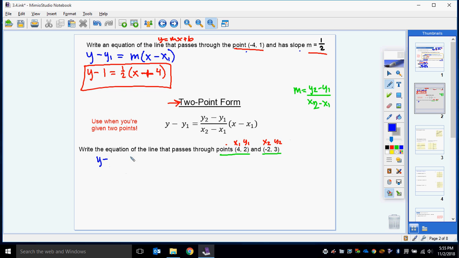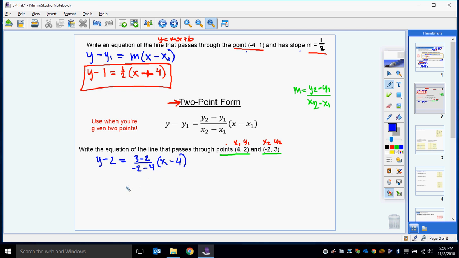So it goes y minus. Now remember, we don't sub anything for y. y1, so go and find y1, and it's a 2. y2 minus y1, so that would be 3 minus 2, over x2 minus x1. x2 is a -2. x1 is a 4. Parentheses. Nothing goes in for x. And then we subtract x1, which is a 4. Okay, so all this fraction is doing is finding the slope.